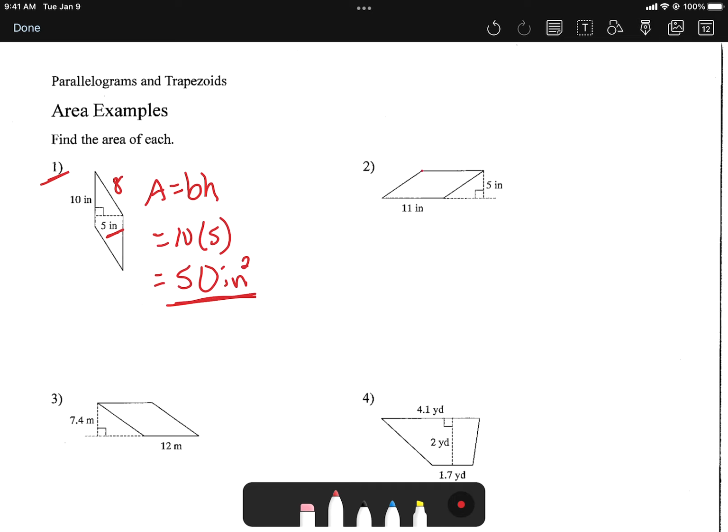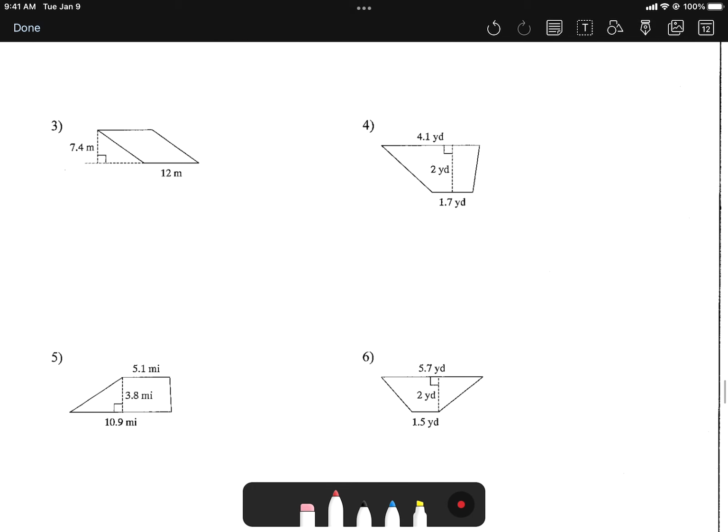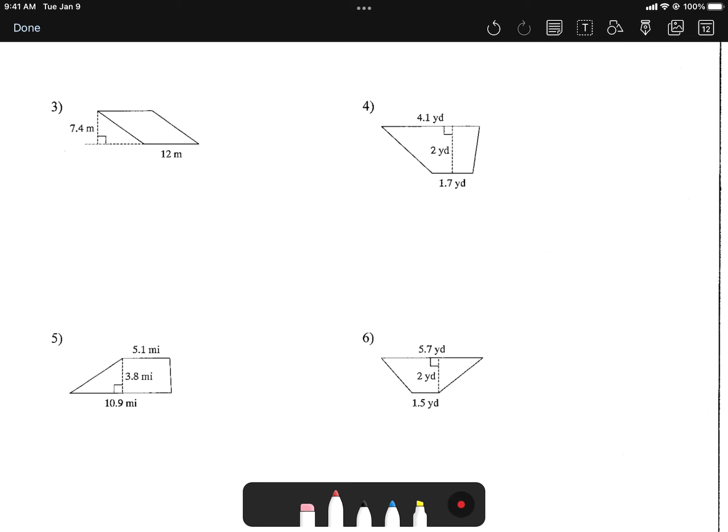Number 2, again, it has two sets of parallel sides, one here, one here. So our area, again, is our base times our height. So that is our 11 times 5, which equals 55. Again, this would be inches squared. Again, they might give you extra information. Make sure that you are only using the information that you need. And when you do your assignment, make sure you're writing me the equation. How did you get your answer? If all you have is an answer, you'll miss a point on every problem because they're going to be worth 2 points.